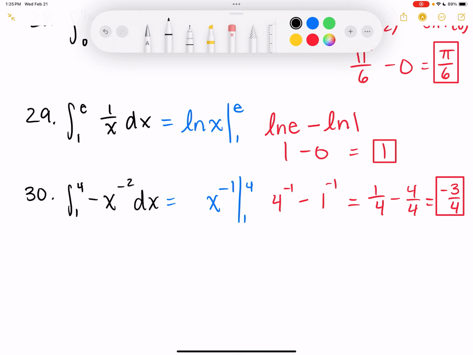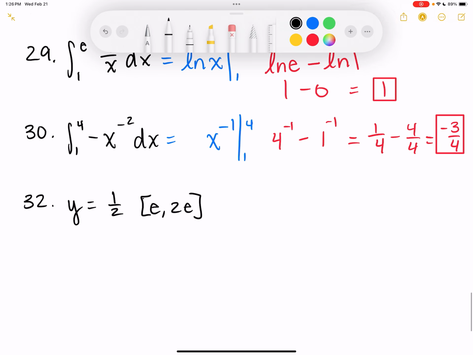All right. Find the average value of the function on the interval using antiderivatives to compute the integral. Number 32. Y equals 1 over x on the interval e to 2e. So we need the average value. So how would I go about setting this up using that formula?